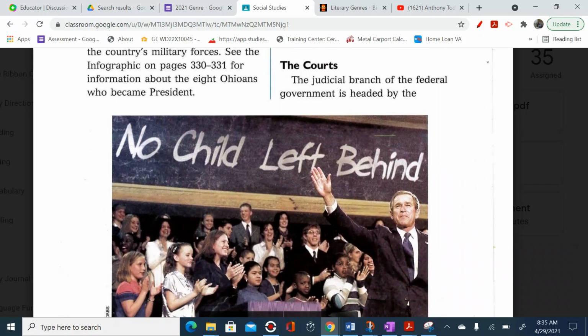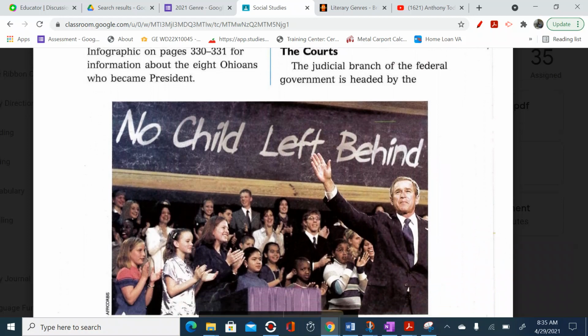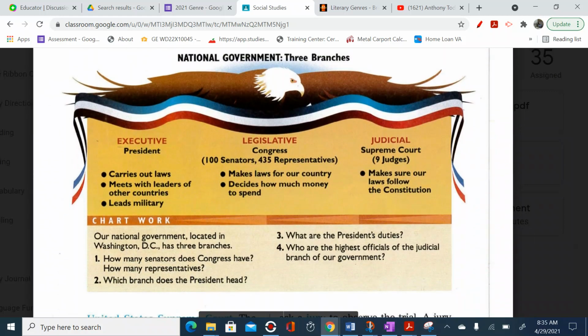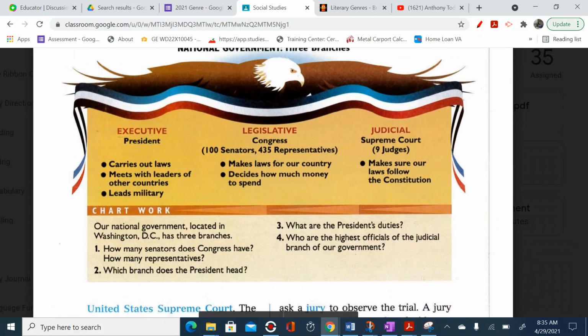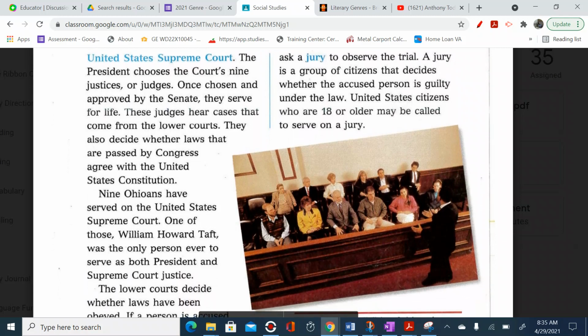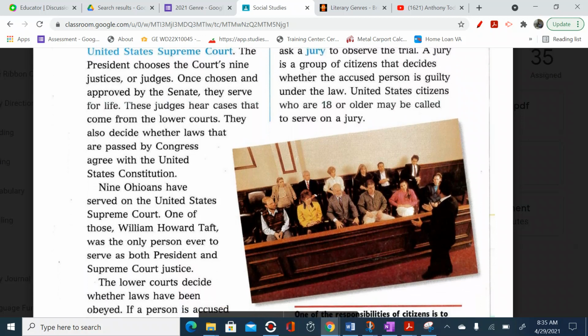The courts, the judicial branch of the federal government, I think this is Roman numeral 6, is headed by, and then here's the infographic. This is great. You can use this for your outline if you want, right? It's headed by the United States Supreme Court, just like Ohio has its own Supreme Court, right? The president chooses the court's 9 justices or judges. Once chosen and approved by the Senate, they serve for life. These judges hear cases that come from the lower courts. They also decide whether laws that are passed by Congress agree with the United States Constitution.